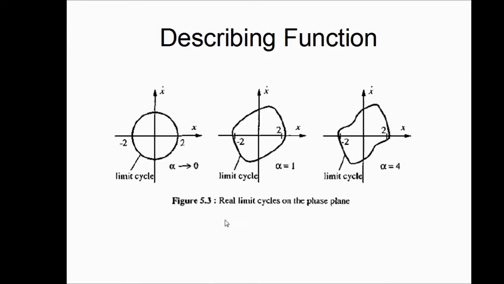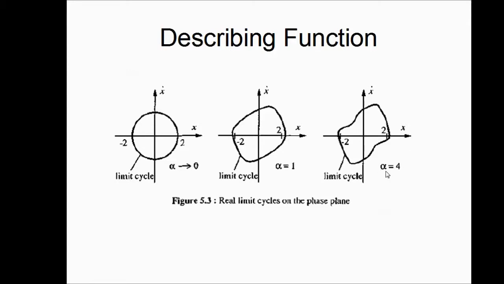So the limit cycle oscillation has these shapes in the approximate analysis that we are doing here. When alpha tends to 0, we have a limit cycle oscillation which is resembling a circle. When alpha is 1, we have a distorted, closed curve on the plane as a limit cycle. And when alpha is 4, the distortion further increases, but the curve is still closed, which is why it's a limit cycle.